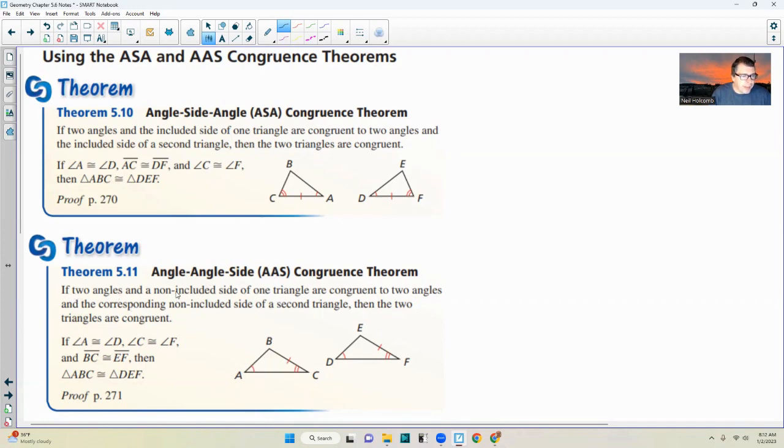So this says if two angles and a non-included side, so angle A is congruent to angle D, which it says right here, angle C is congruent to angle F. Now we're not using ASA, so we're not talking about AC and DF. It either would be AB congruent to DE or BC congruent to EF. The two non-included sides are the only ones we can use in the angle angle side theorem. So if we have two angles and a side that's not included congruent, then the triangles are congruent. That proof is on page 271 in the book if you wish to look at that, but I'm going to explain it as we go with the examples. So let's look at them.